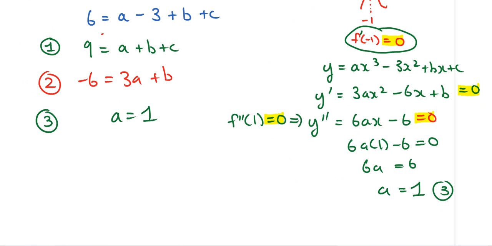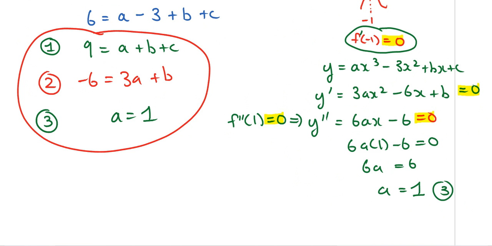If you go ahead and solve all this, I'm not going to solve all of that, but your values will be a equals 1, b equals -9, and c equals 17.